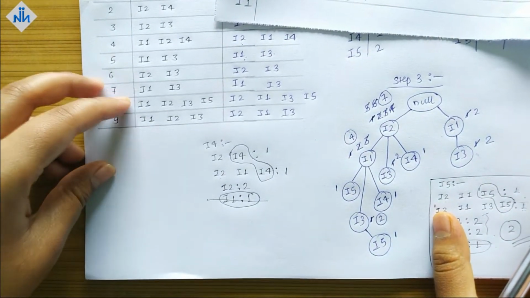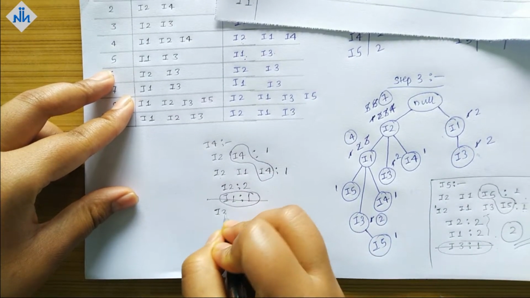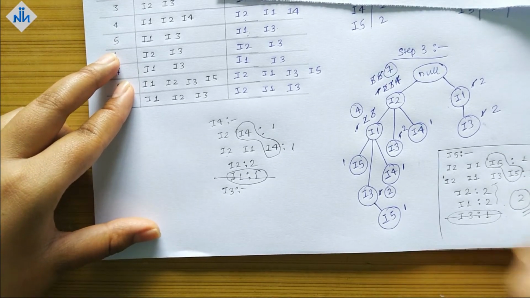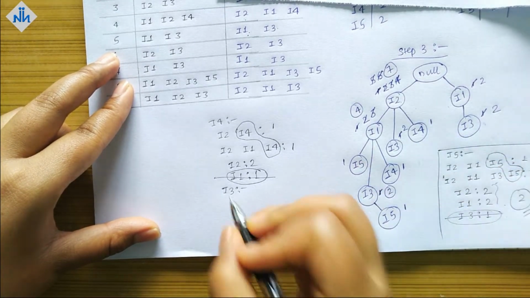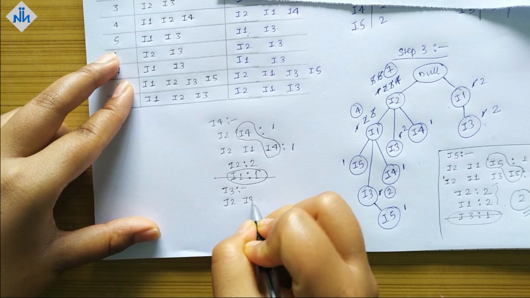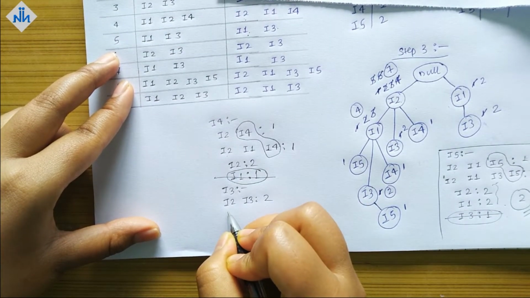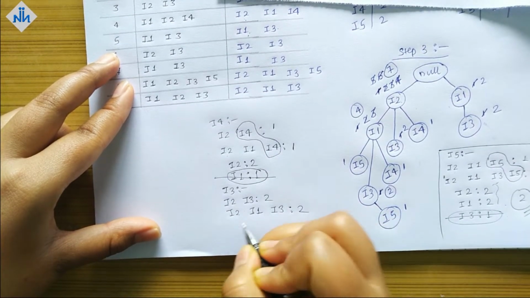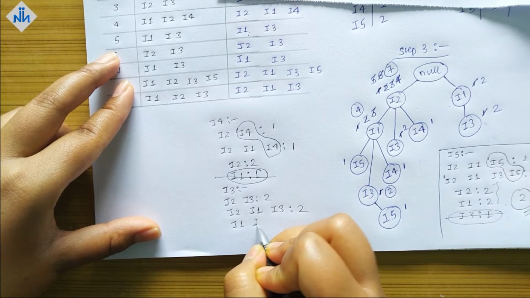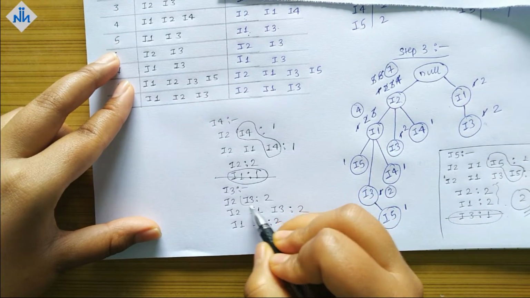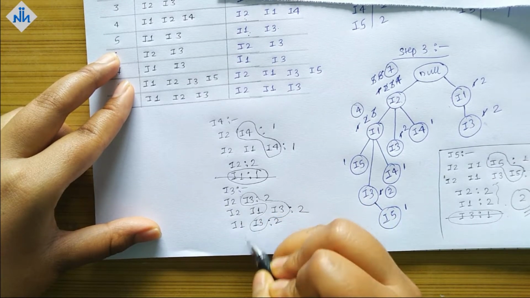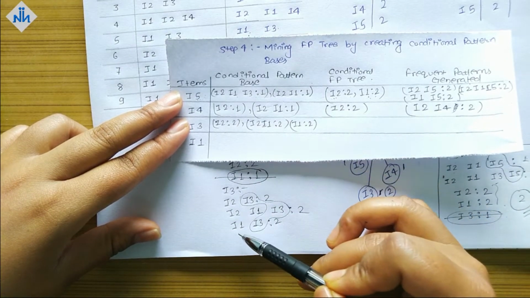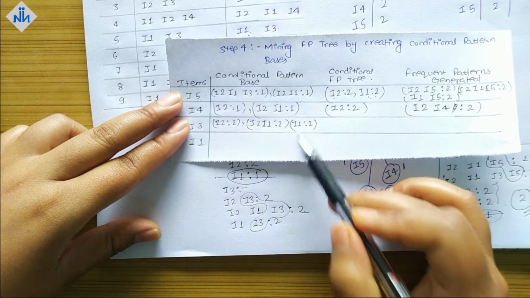Now let's look for I3. For I3, what are our paths? The first path is I2, I3, which is 2, and then we have I2, I1, I3, which is 2, and I1, I3, which is 2. So we remove I3, and this is our conditional pattern base: I2, 2, I2, I1, 2, and I1, 2.